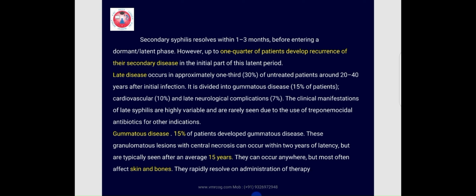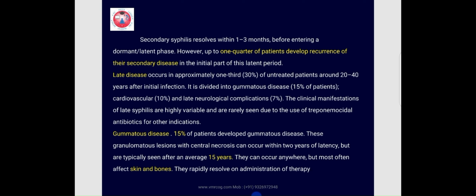Now, in late disease, we have just seen that there are different presentations like gummatous, cardiovascular, and neurosyphilis. Gummatous is in 15% of patients, cardiovascular in around 10% of patients, and neurological in 7% of patients. So we'll go into these subtypes. Gummatous disease is seen in around 15% of patients. These are nothing but granulomatous lesions with central necrosis. So it's a chronic inflammation with granulomatous lesions, and there will be central necrosis.